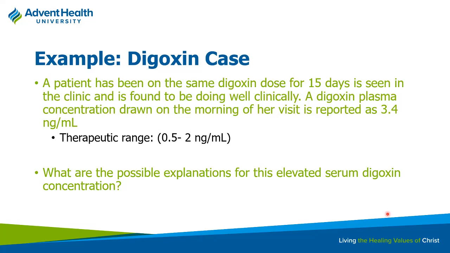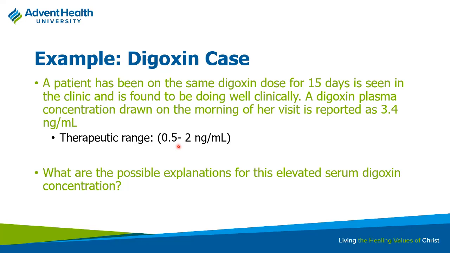Okay, so briefly I want to go over a case kind of illustrating some therapeutic drug monitoring concepts here. So we mentioned the drug digoxin. It's frequently used for things like atrial fibrillation or CHF more commonly, and it has a therapeutic range of roughly 0.5 to 2 nanograms per ml. So it really doesn't take a whole lot of digoxin in order to get its effects, very low blood levels here.